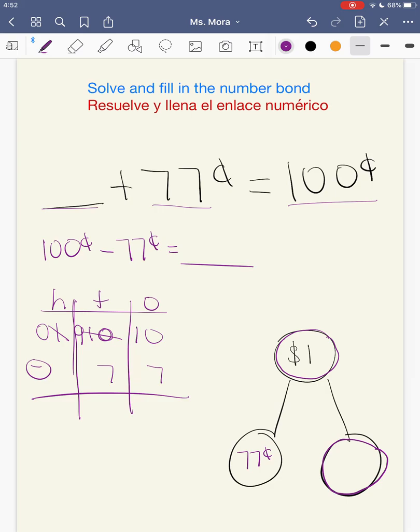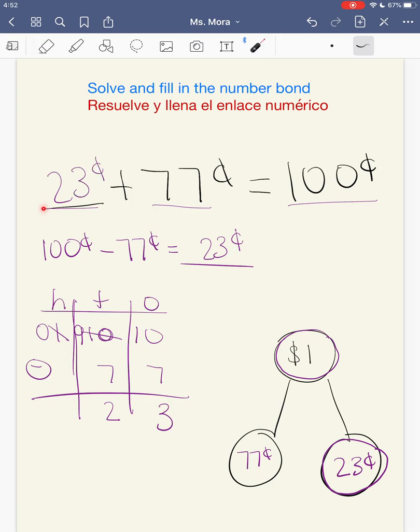Now I am ready to subtract. So my ones place says 10 minus 7 is 3. My tens place says 9 minus 7 is 2. And I don't have any hundreds left, so my answer is 23 cents. I'm going to fill that in all my blanks. So now my number sentence says 23 cents plus 77 cents equals 100 cents.